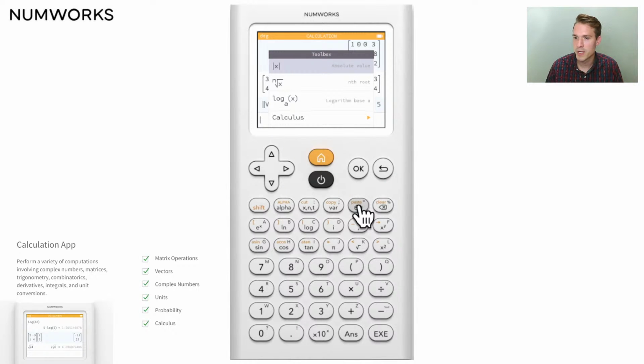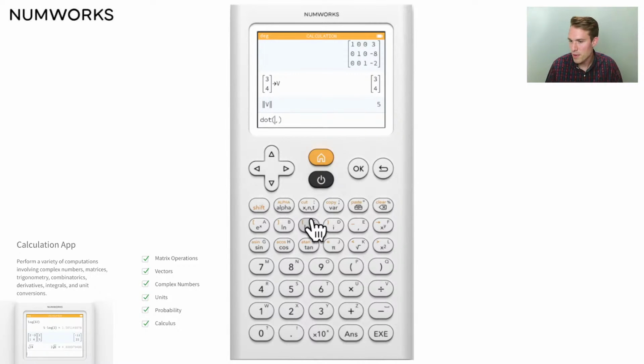Let's also demonstrate doing the dot product. So matrices and vectors, let's go into vectors and let's do the dot product. I'll do the dot product of v and let's add a new vector here. So I'm going to add a new matrix. Again, I'll use the keyboard, so shift bracket, and let's do the vector 6, -1. And so I get my dot product of 14.